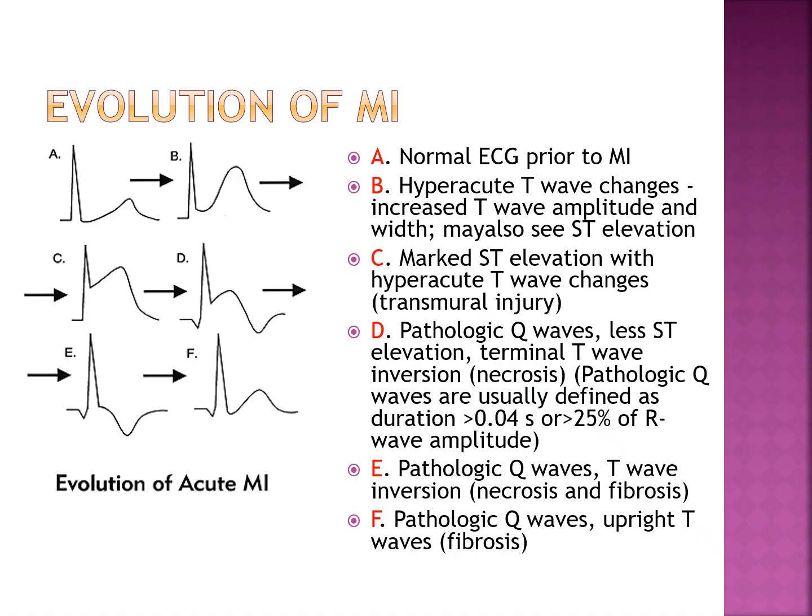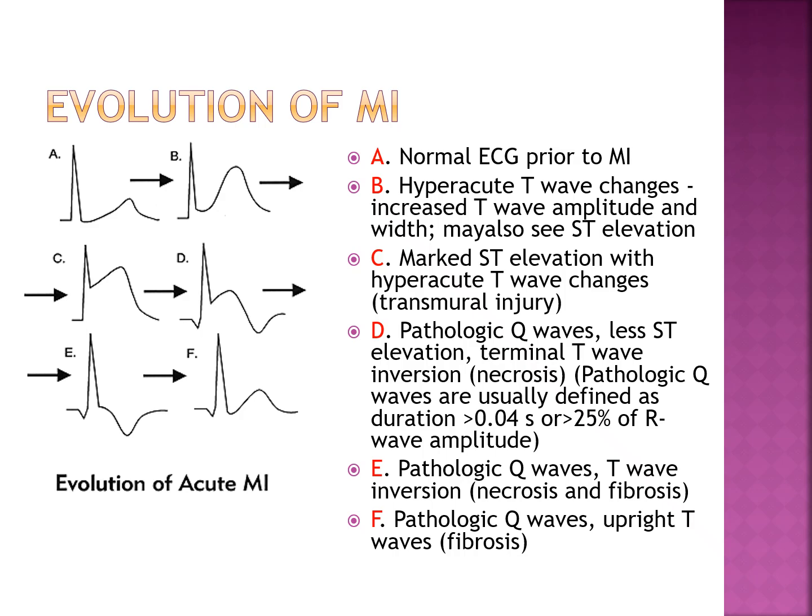Some people refer to that look as a tombstone, because it kind of looks like a tombstone when you look at it. And then the next step is D, where we get that pathologic Q wave, and our ST elevation starts to come down, and our T wave decides that it wants to start inverting. And then in E, we still have that pathologic Q wave, and we've got total T wave inversion now. And then by F, we've got the Q wave, and when we start getting fibrosis, we start getting an upward T wave again.